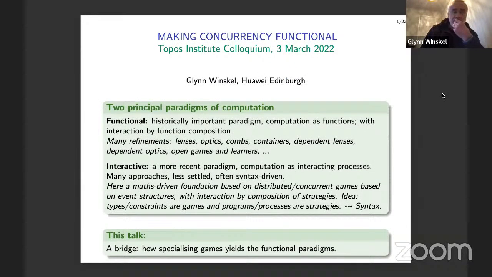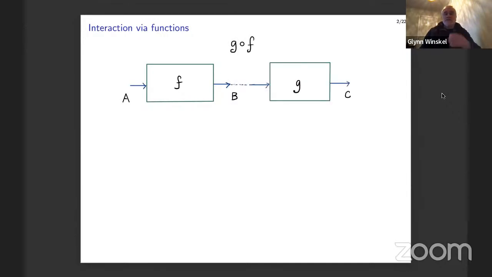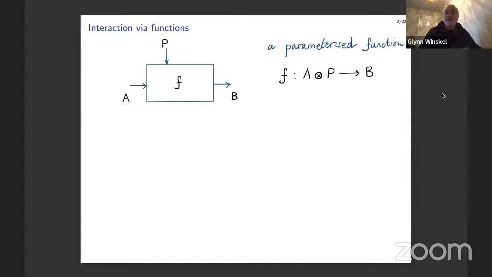So, okay, let's start with recalling how functions are used and how they can be modified to cope with interaction. Of course, a function looks like this from input A to output B. And then, of course, we generally compose them in this way, but we might want to think of a function as interacting with its environment, in which case we're concerned with parameterized functions, which take maybe some input from the environment. But if they can take input from the environment, why can't they also give output to the environment in a slightly more extended parameterized function like this?